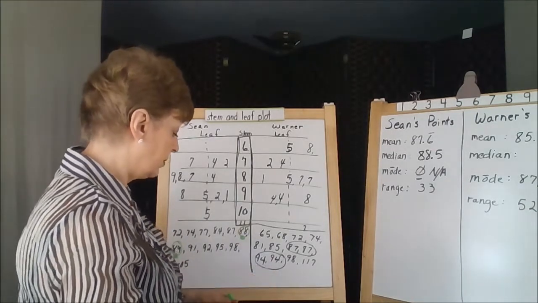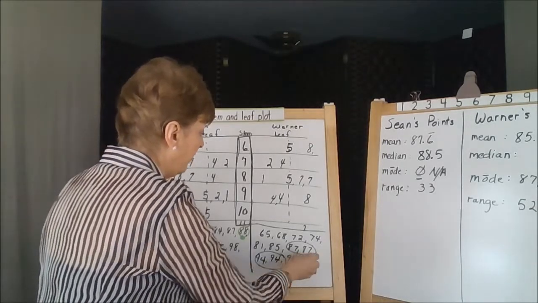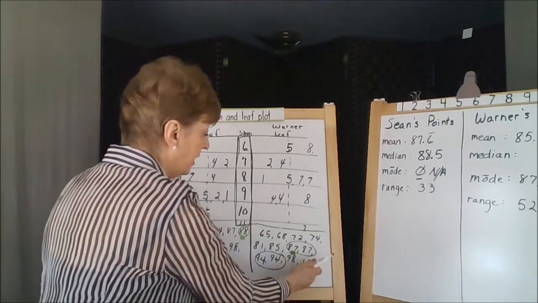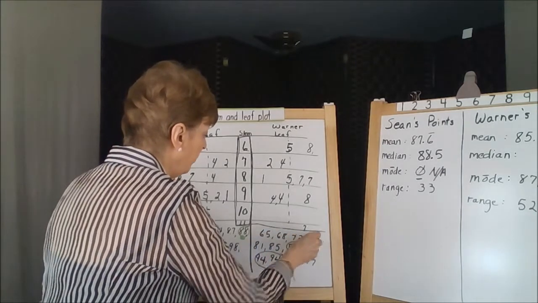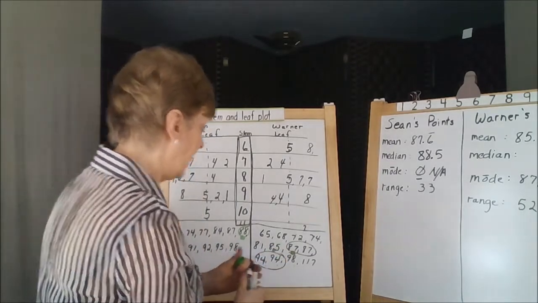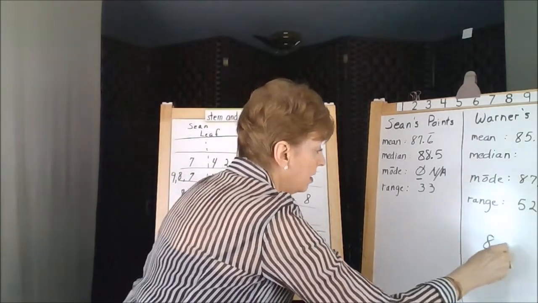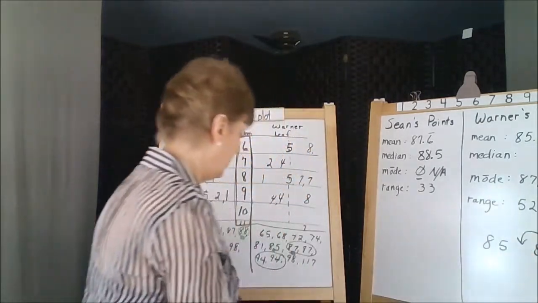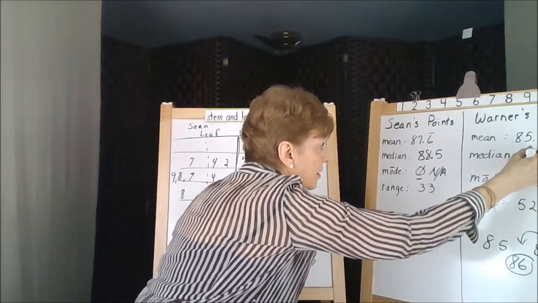Over here, let's count again. 1, 2, 3, 4, 5, 6. Here's 6 from the highest, and now we're going to count 6 from the lowest. 1, 2, 3, 4, 5, 6. This is the next one. So we have 85 and 87. So what number comes between them? That would be 86. So 86 would be our calculation.